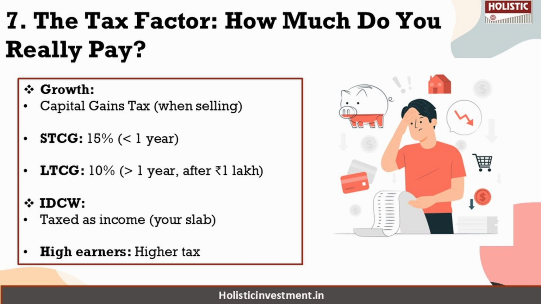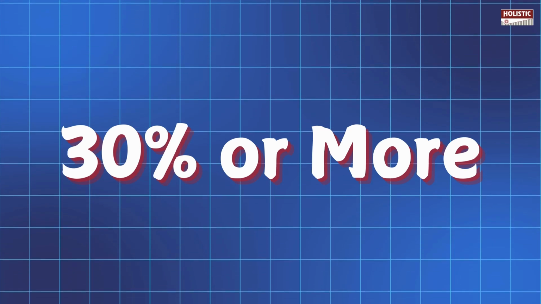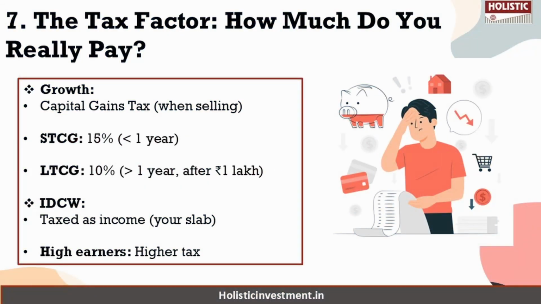So growth option taxation is that you pay capital gains tax only when you redeem your investment. If held for less than 1 year, short-term capital gains tax, which is STCG, of 15% applies. If held for more than 1 year, long-term capital gains, which is LTCG, tax of 10% applies after 1 lakh exemption. In the IDCW option, payouts are taxed as income from other sources, so taxed as per your income tax slab, which could be 30% or more if you are in a high tax bracket. For high income earners, IDCW could mean paying much higher taxes compared to the growth option.